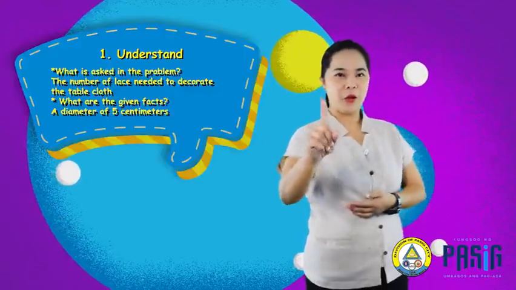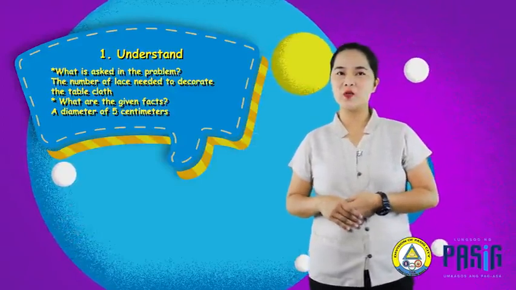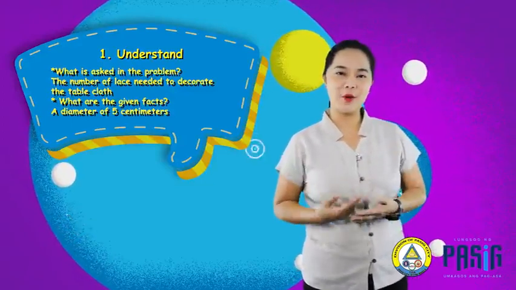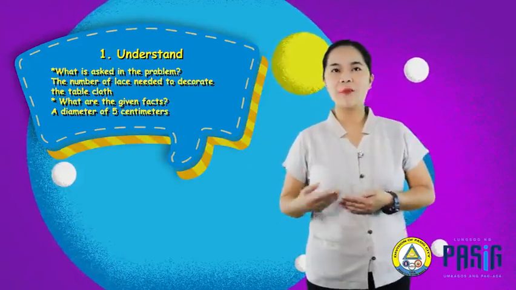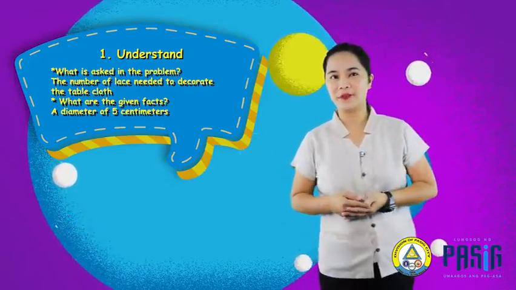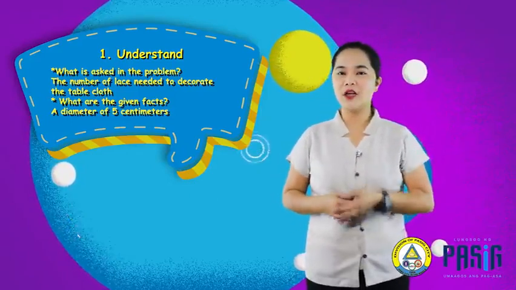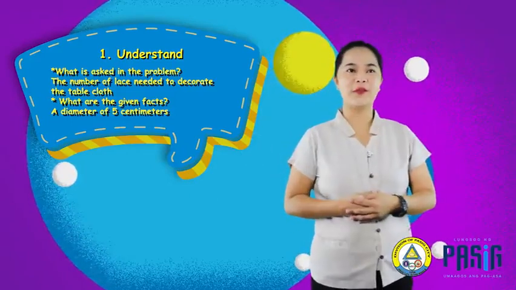Here are the steps to solve the problem. Number 1, understand. Under the understand, we should know what is asked in the problem. The number of lace needed to decorate the tablecloth. What are the given facts? A diameter of 5 centimeters.